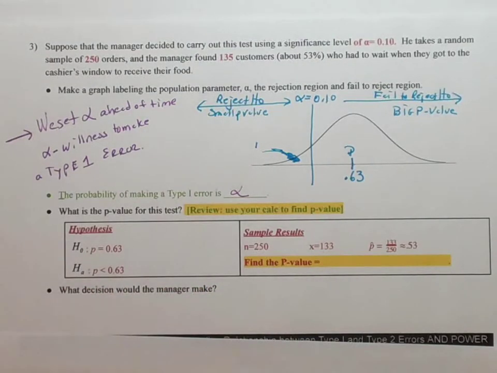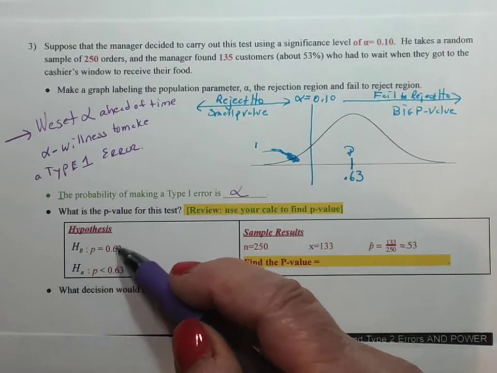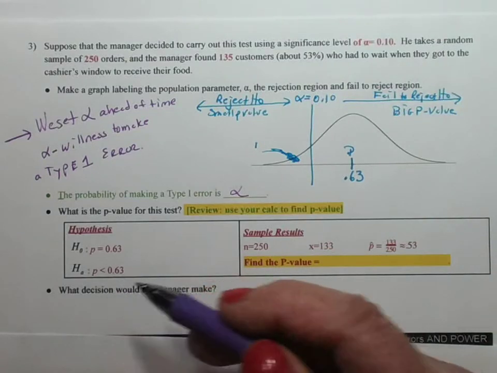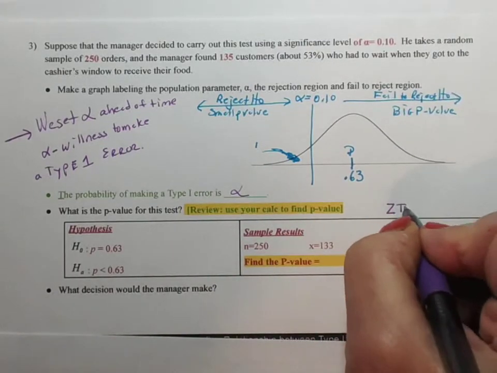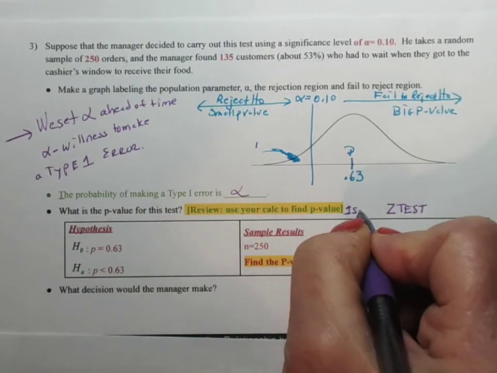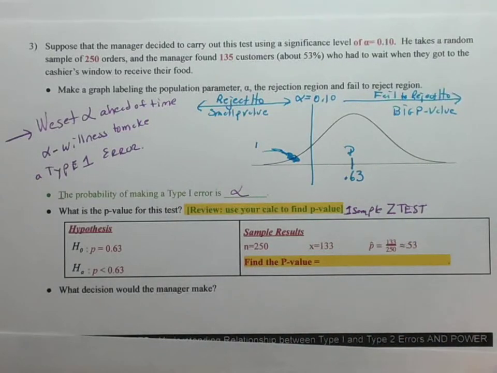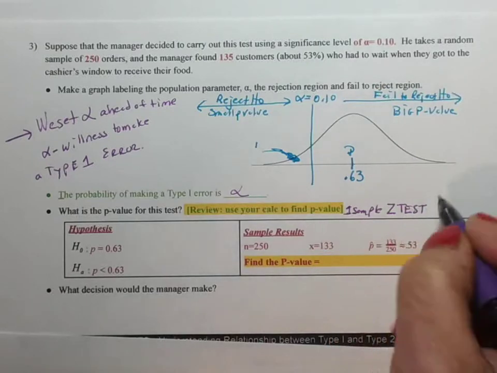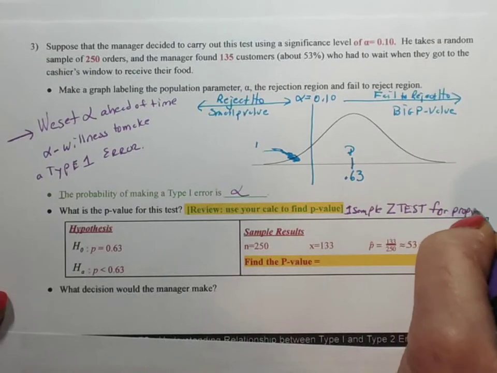Well, I wanted you to take an opportunity to go back to your handy-dandy calculator and practice finding the p-value. Okay? Now, this is a proportion. Proportions means that we are going to be doing a z-test. And we have one sample. Next chapter, we are going to be doing 2 sample. So we have one sample z-test for proportions.